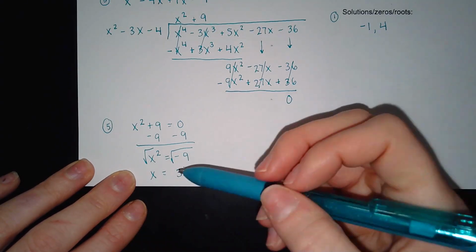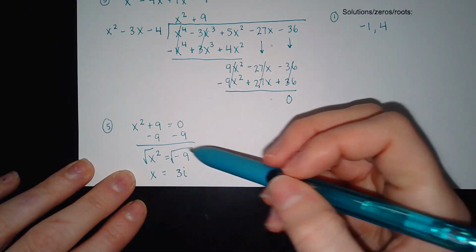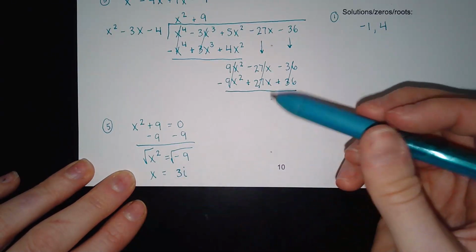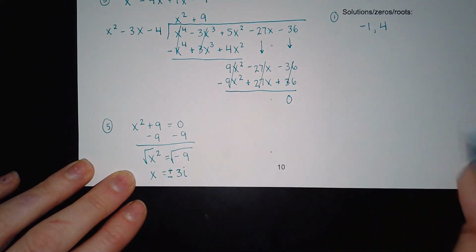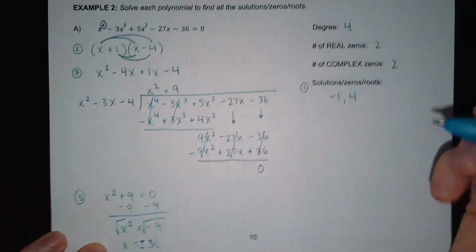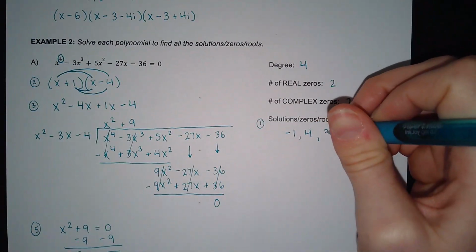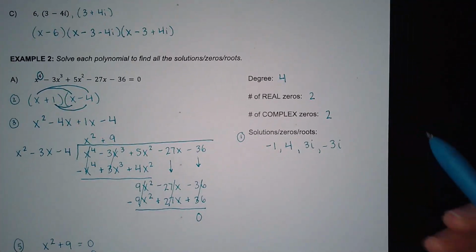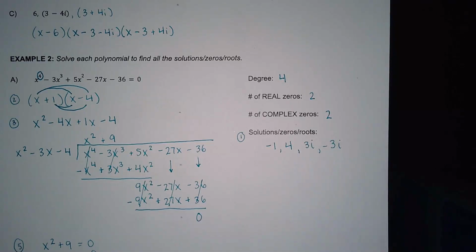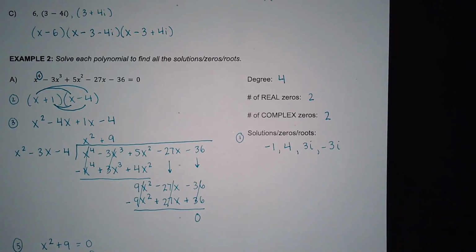And remember, what we just talked about is when we get an imaginary number, we could have a positive or we could have a negative because those will occur in pairs. So my pair of imaginary numbers would be positive 3i and negative 3i. And that gives me my final two solutions.